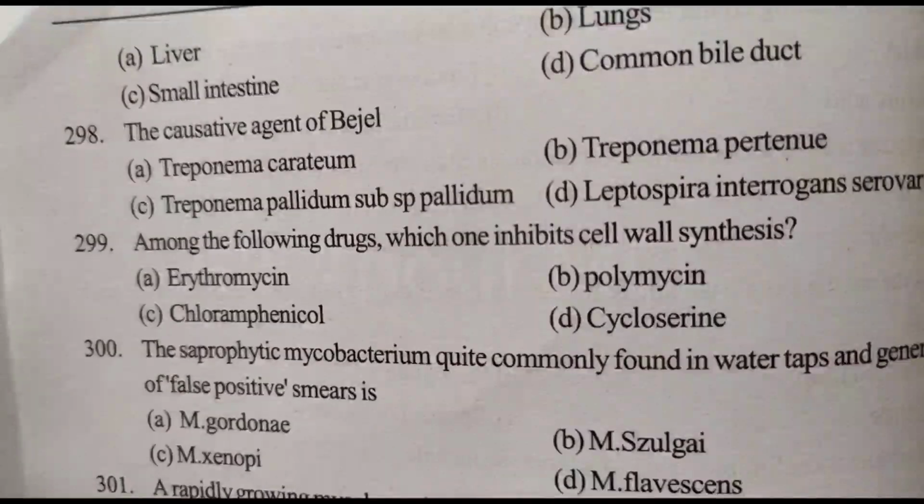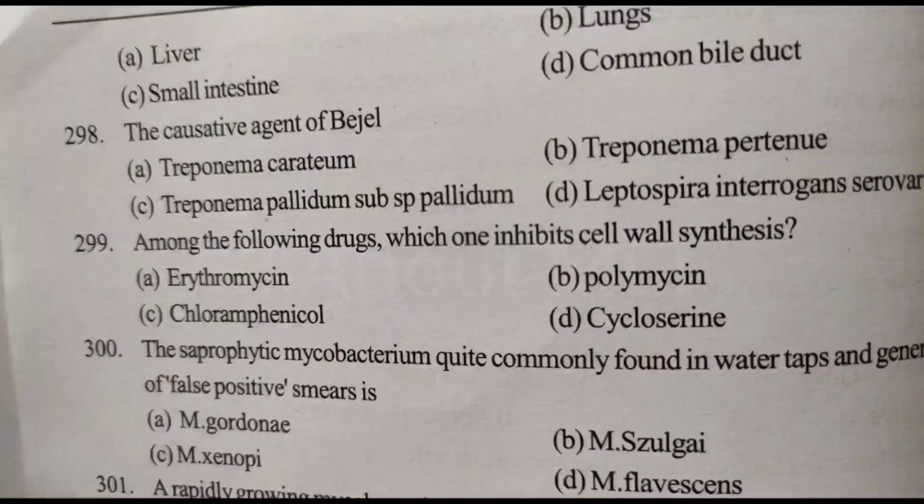The causative agent of bejel. Option A, Treponema carateum. Option B, Treponema pertenue. Option C, Treponema pallidum subspecies pallidum. Option D, Leptospira interrogans serovar australis. Answer is option C, Treponema pallidum subspecies pallidum.